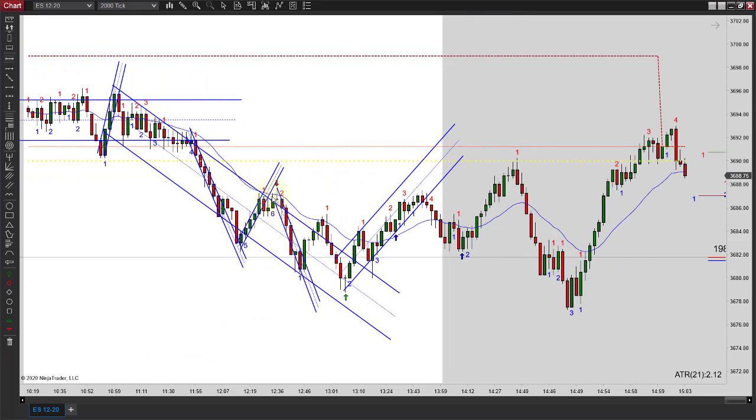Here's a good example right here. Just notice we made a new swing high. It's higher than that one, and you run down. You get a first entry, and then you send the second leg down. So when it breaks higher, it's a second entry long.